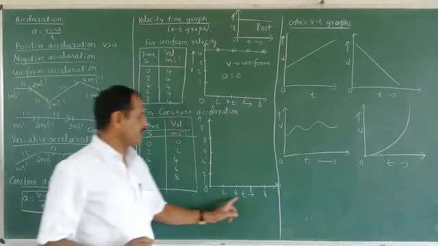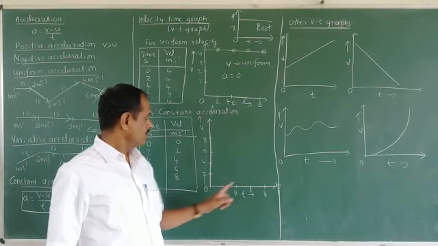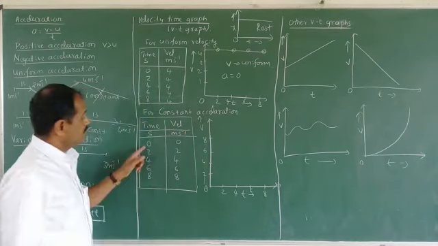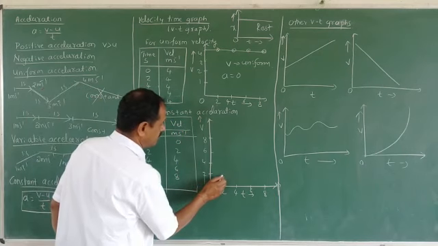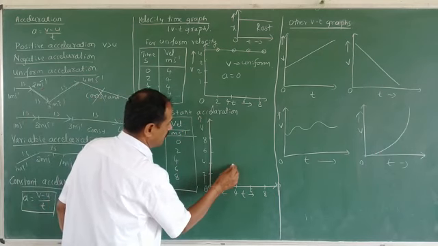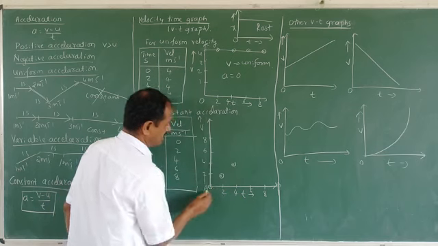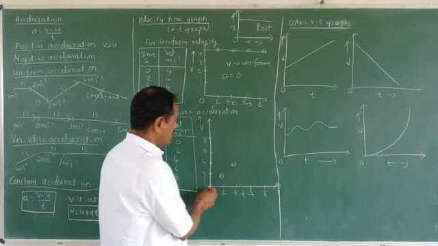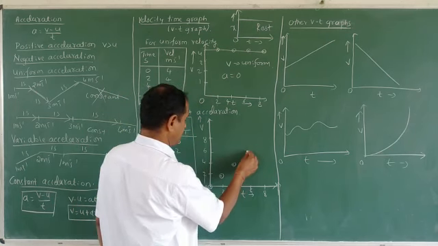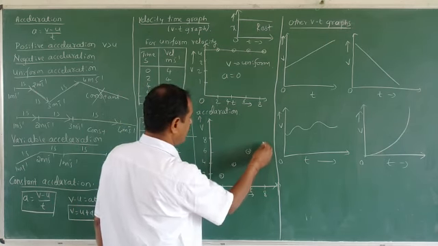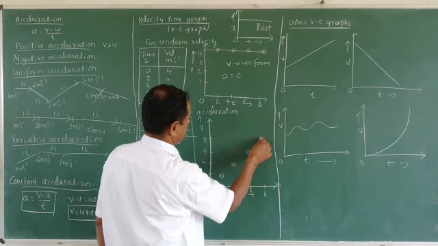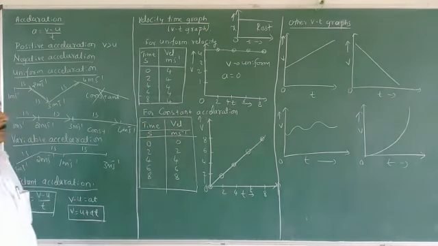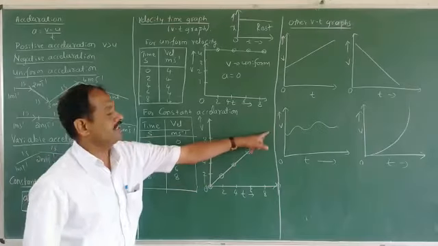Now you draw the graph, time along the x-axis, velocity along the y-axis. At 0, this is 0. At 2, it is 2 meters per second. At 4, it is 4 meters per second. Initially, velocity is 0 here in this velocity time graph. Now at 6, it is 6 meters per second. At 8, it is 8 meters per second. Now this is the constant acceleration. It is moving with constant acceleration.